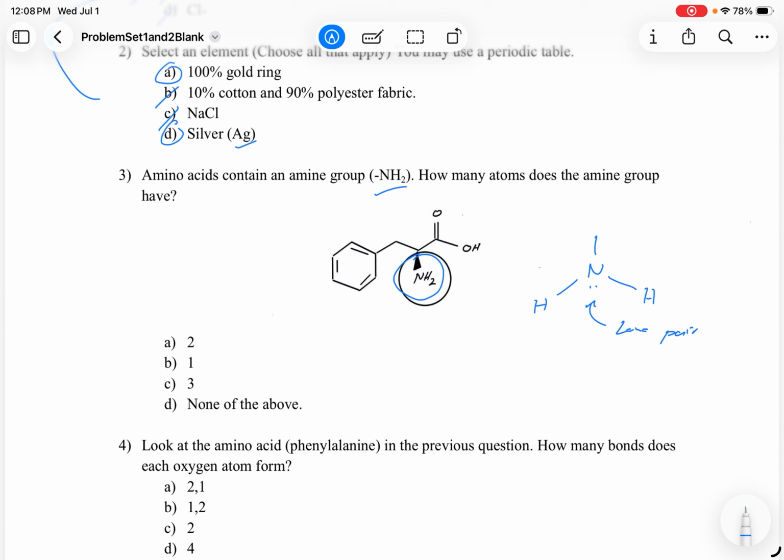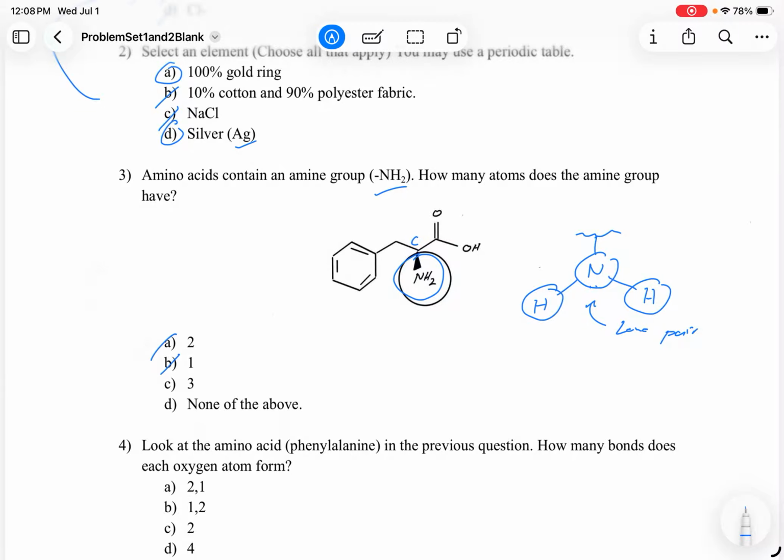So amino acids, how many atoms does an amine group have? So atoms, we're looking for individual atoms. By the way, this is connected to a carbon. We're looking for individual atoms. So how many do we see here? Let's see. 1, 2, 3. 3 individual atoms.